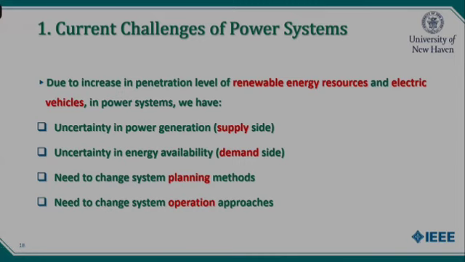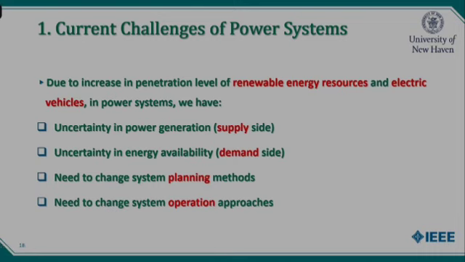So the second challenge will be known as uncertainty in energy availability, on the demand side. That was the first one. And the next one is the combination of these two, because now we have uncertainty in power generation and also uncertainty in generation availability. So as a power system planner, you should work with this uncertainty.